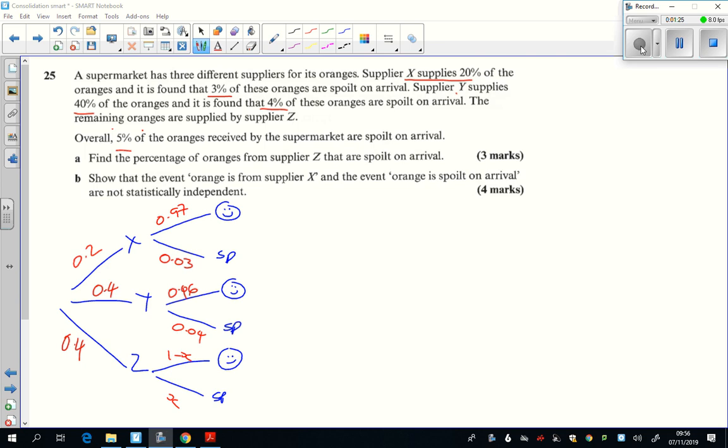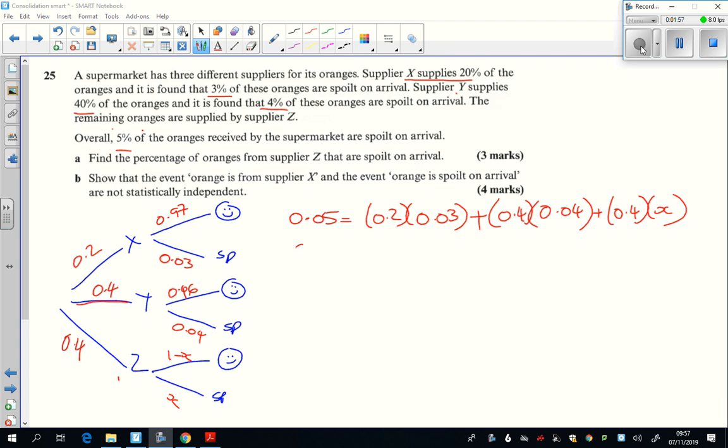Overall, 5% are spoiled. So, how do you get spoilt ones? The spoilt ones come from X. So these are the X spoilt ones. Or they come from Y. These are the Y spoilt ones. Or they come from Z. And these are the Z spoilt ones.